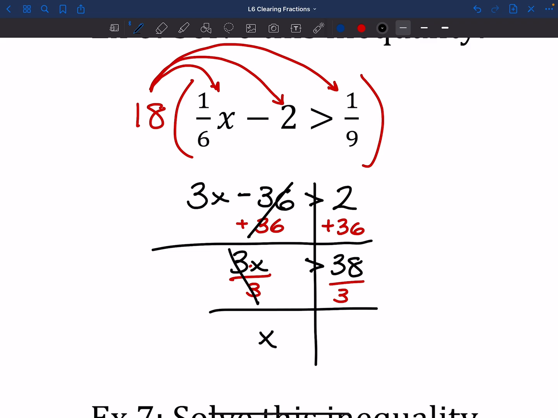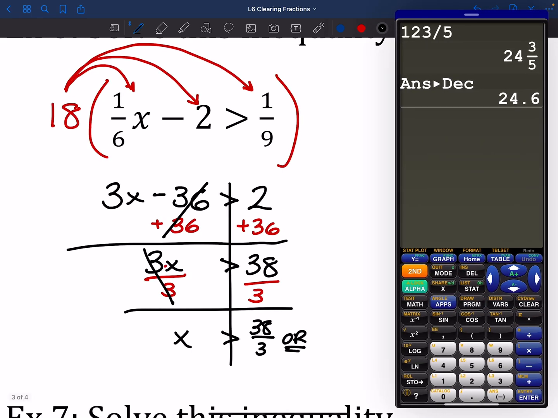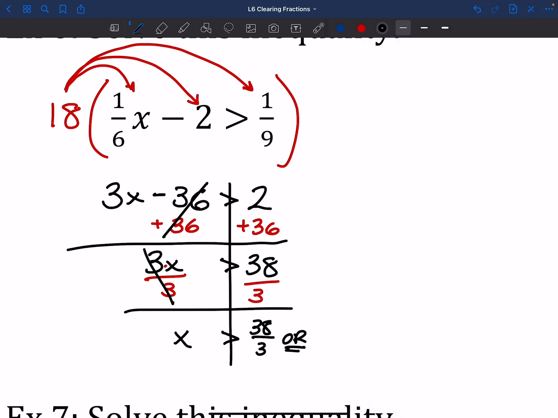What we're going to get is that x is greater than 38/3, or again, we can take a look at what that's actually going to come out to be as a decimal if you did it that way. 38/3, we'll turn it into a decimal. 12.6666 repeating.